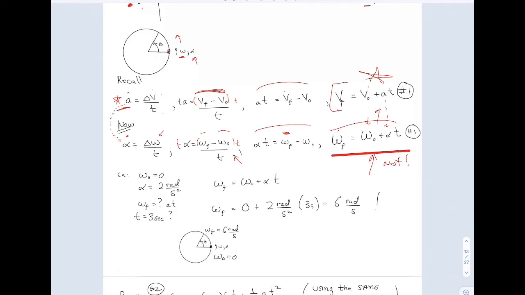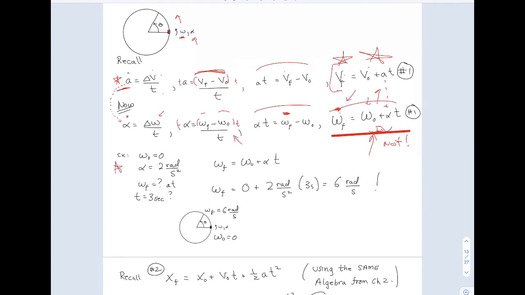Because I want you to realize it's the exact same idea. A car goes down a straight line, and now I bent the straight line into a circle. So once you know equation number 1 for v, you know equation number 1 for omega. It has the exact same form. Just replace velocity with angular velocity and so on. Okay, so here's an example.